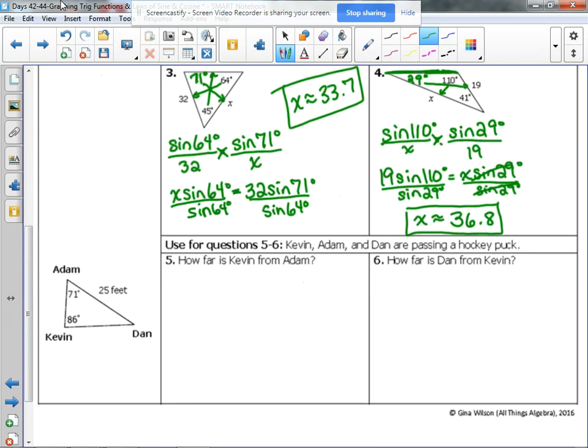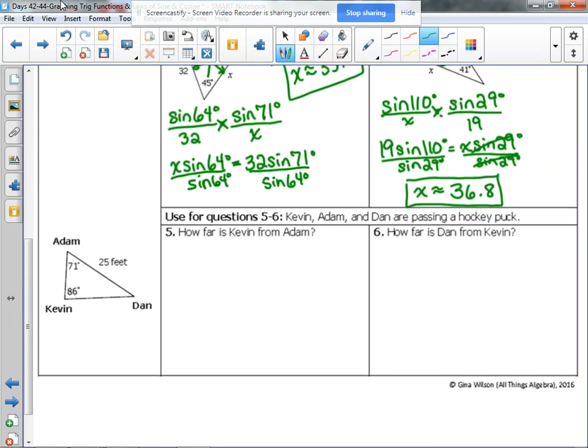All right, let's look at a little application problem right here. Kevin, Adam, and Dan are passing a hockey puck. So they give us a diagram over there that gives us some degree measures from Adam to Dan and from Kevin to Dan, or yeah, whichever way you want to look at it. And then you know that Adam and Dan are 25 feet away, but the question is, how far is Kevin from Adam? So that would be the side there on the left.